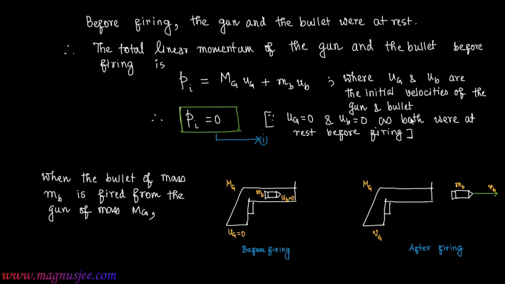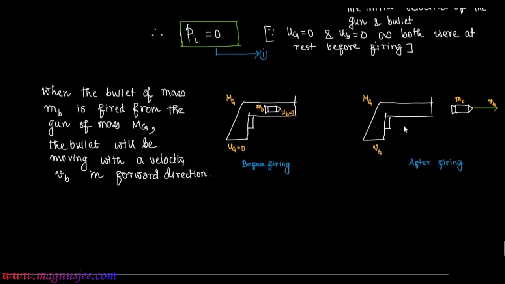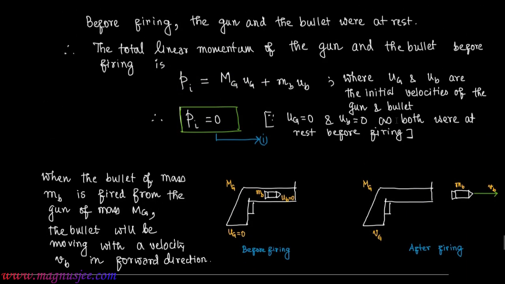When the bullet of mass m_b is fired from the gun of mass m_g, the bullet will be moving with a velocity v_b in the forward direction.